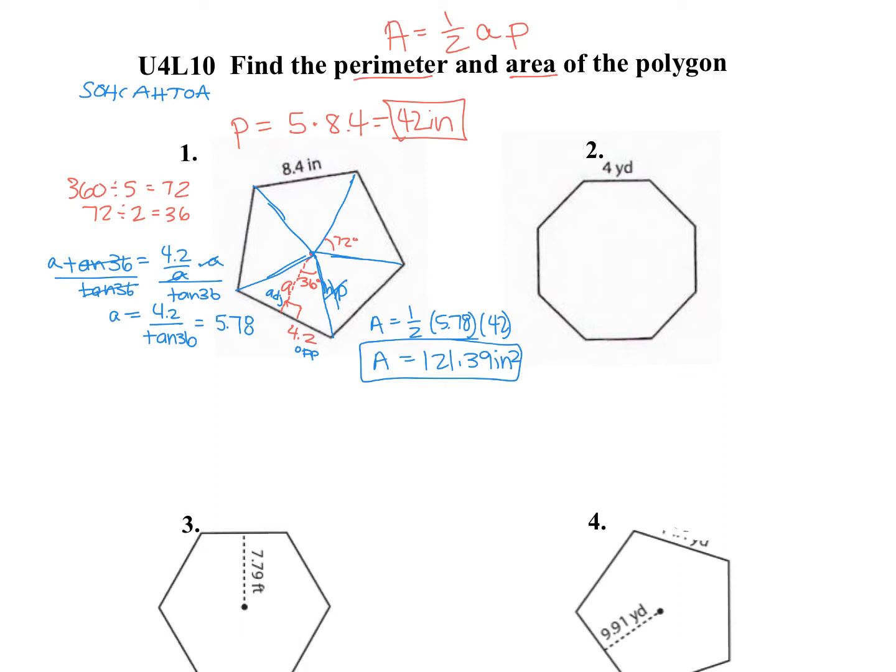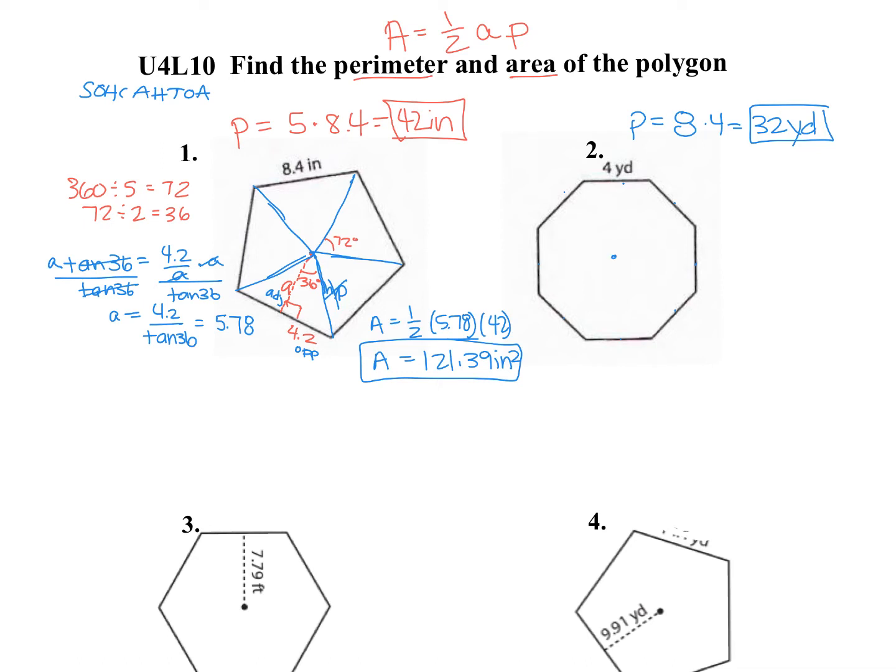Let's take a look at number 2. It's a very similar problem in that I'm given a side length. So I can find my perimeter very quickly. My perimeter is my 1, 2, 3, 4, 5, 6, 7, 8. This is an octagon. It has 8 sides. So 8 times 4 gives me a perimeter of 32 yards for this octagon, 8-sided figure.